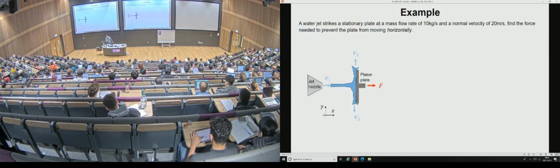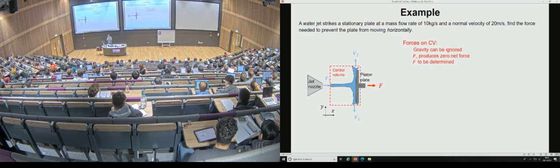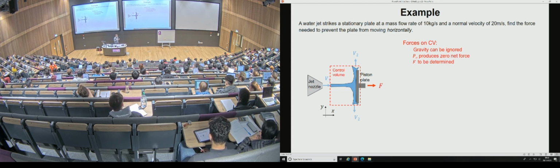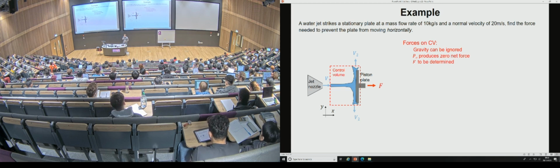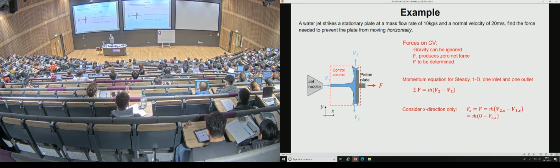Okay, so here's this one again. A water jet strikes a stationary plate with a mass flow rate of 10 kilograms a second and a velocity of 20. Find the force needed to prevent it moving. We make these assumptions: velocity is acting, pressure can be neglected because it's open to the atmosphere. So then the only balance that we need to consider is in the x direction.